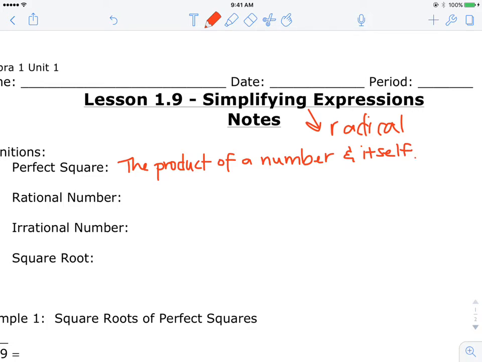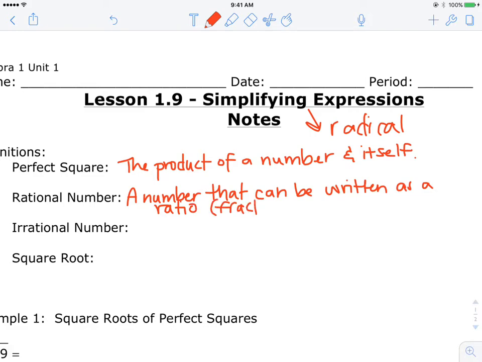Okay, a rational number is really simple. It's a number that can be written as a ratio, and for ratio I'm also going to say a fraction, a word we're more familiar with. An irrational number is, you probably already guessed this, a number that cannot be written as a fraction.